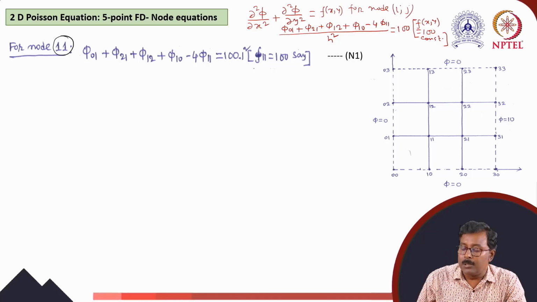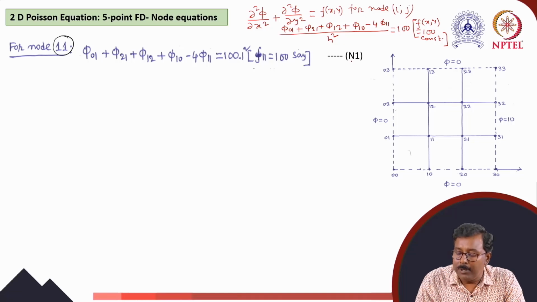So let us call this equation number n1, with n to distinguish it from the earlier equation number 1 of our lecture for this course. If you multiply the denominator on the left hand side with the right hand side, it will be 100 h square, h is 1, so 100 into 1 square. So this is the equation formed for the node phi 1 1.